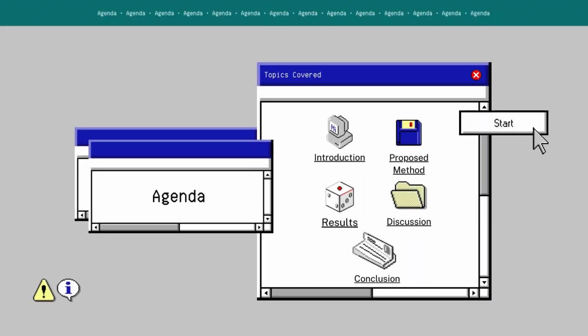The content outline includes introduction, proposed method, results, discussion, and conclusion.